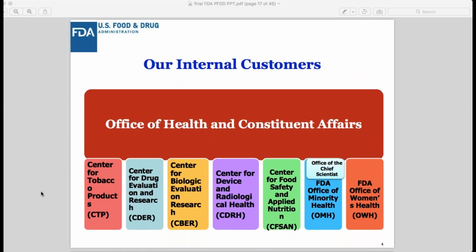So by virtue of residing within the Office of the Commissioner, we service all of the agency centers and offices and really lead much of the agency's patient engagement and stakeholder outreach efforts. Now, the medical product centers also have their own patient engagement activities, but we have our own directives and programs. Next slide.